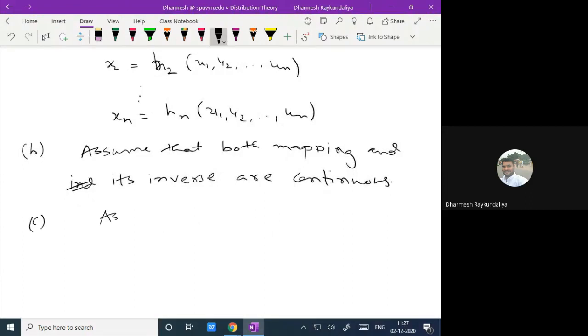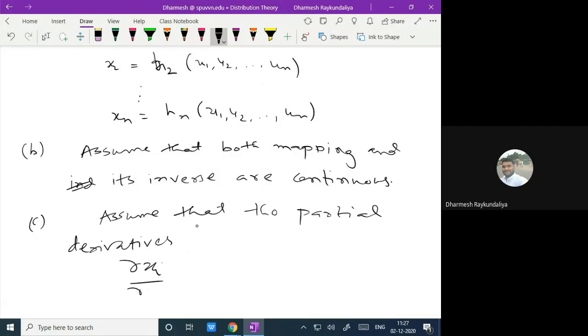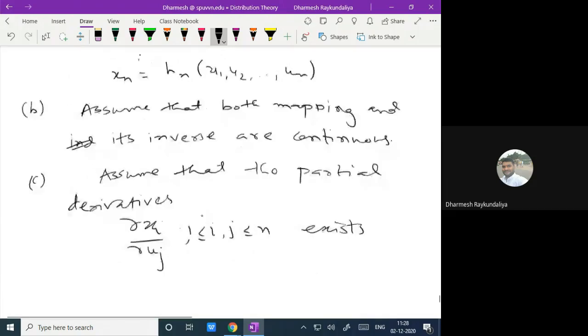Assume that the partial derivatives of xi with respect to uj, i, j lying between 1 to n, exist. So that means you are able to find the partial derivatives, and they are continuous.